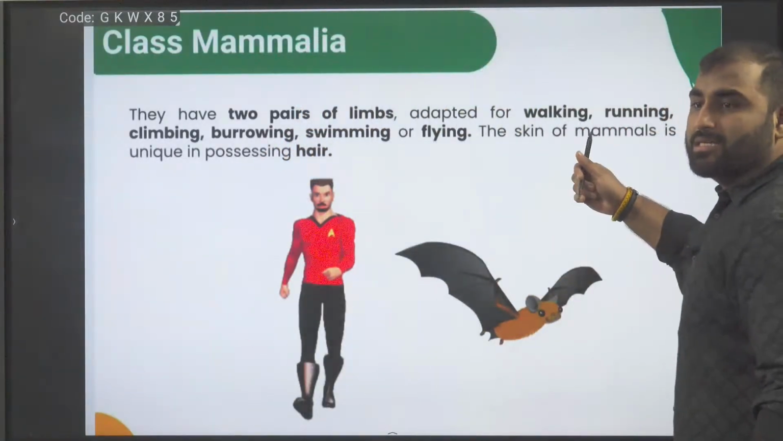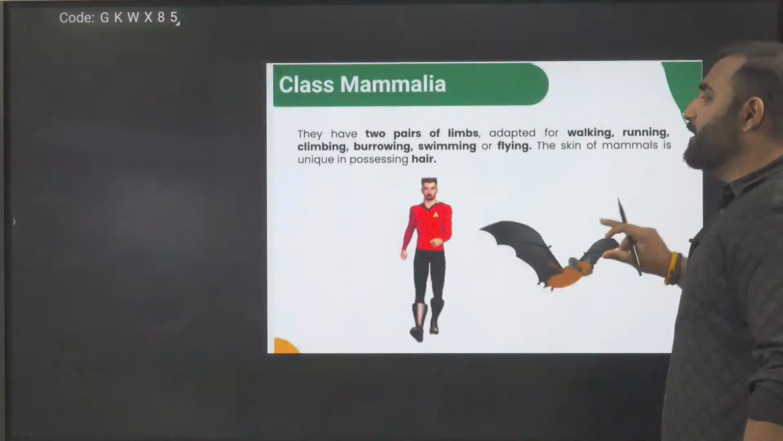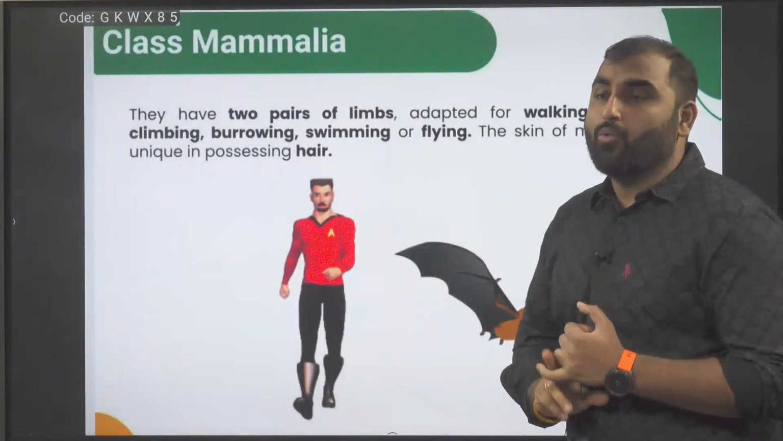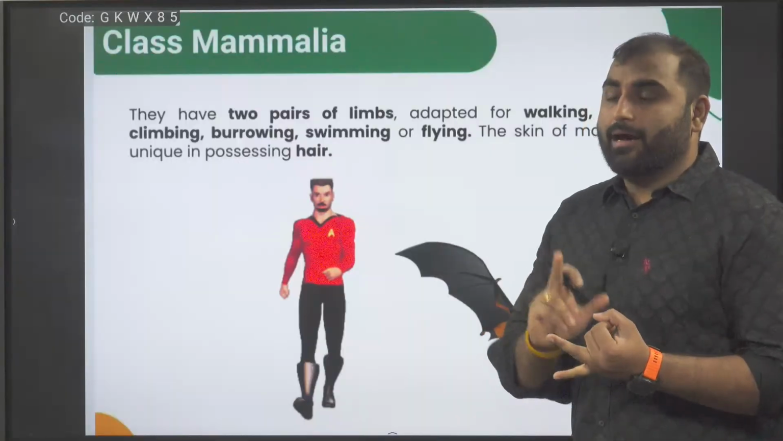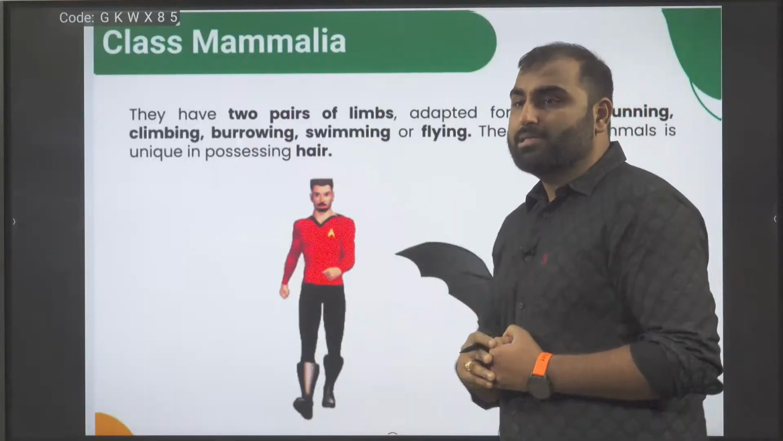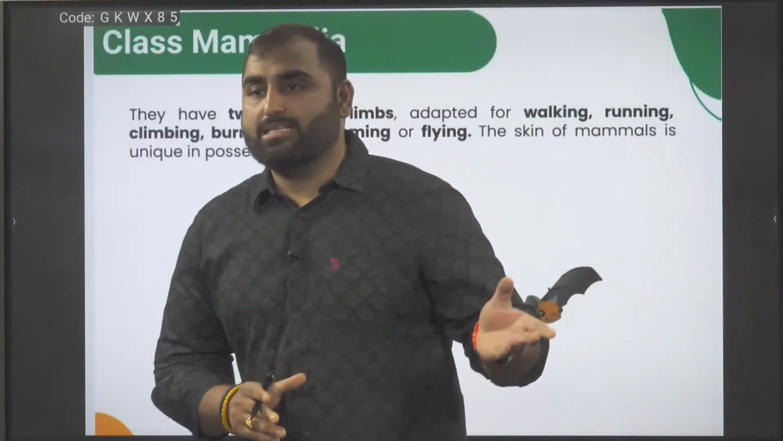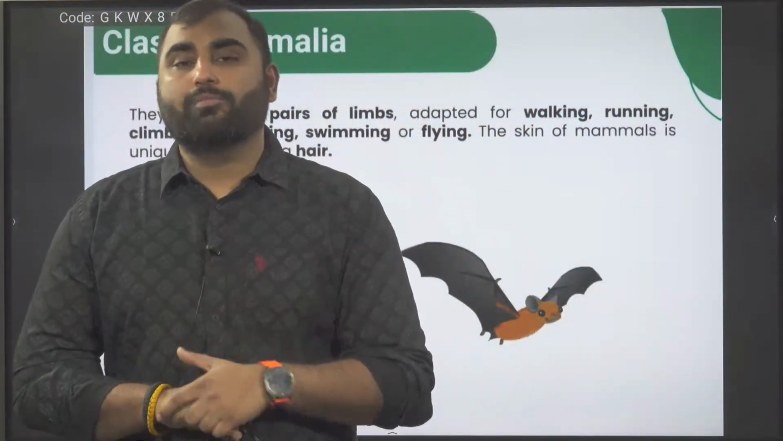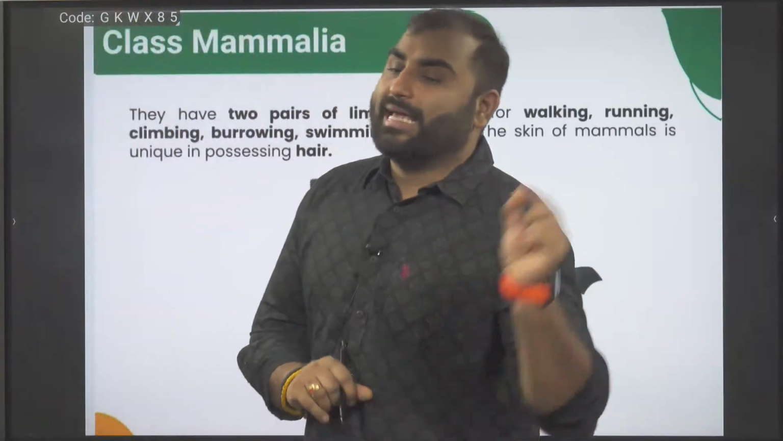Moving ahead, the skin of mammals is also very unique. One unique characteristic we talked about was mammary glands. Another unique characteristic in mammals is hair. So mammals also have hair. There are some exceptions, but the majority of mammals have hair. So hair also becomes a unique characteristic.